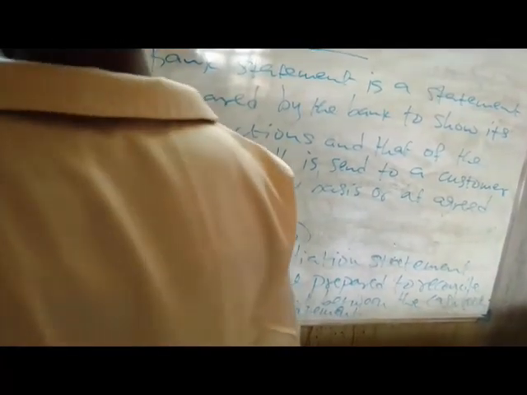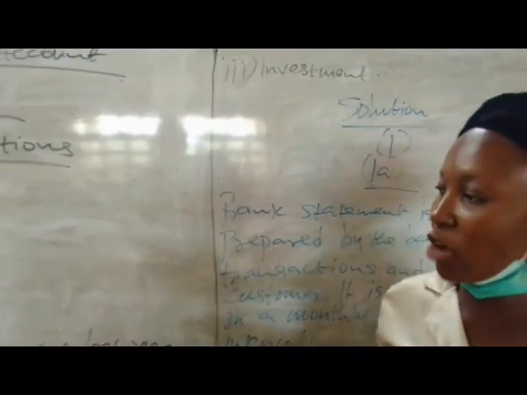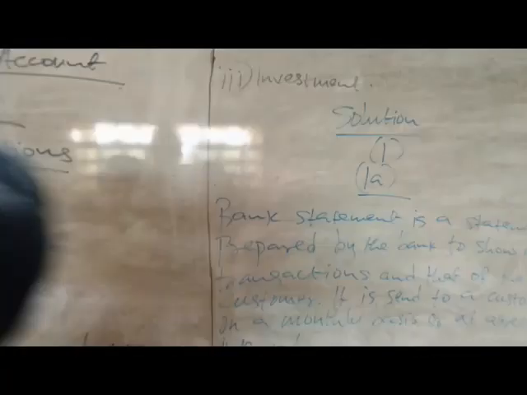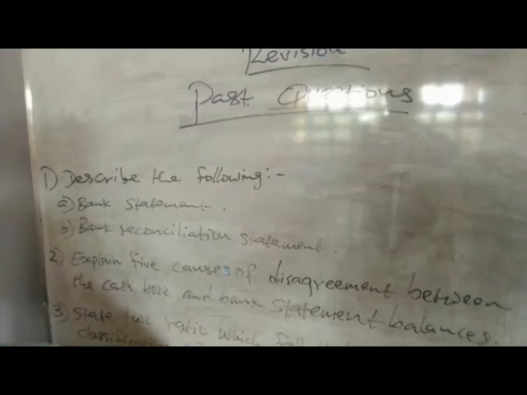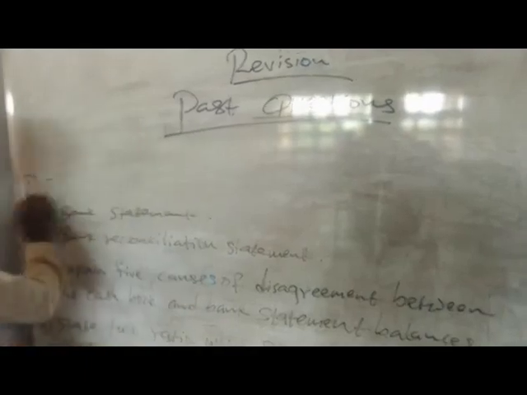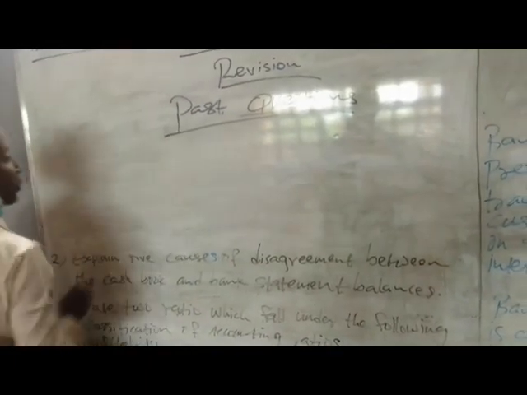Now, question number 2. We are done with question number 1. Question number 2 says, explain 5 causes of disagreement between the cash book and the bank statement. Now, I have to highlight the points on the 5 causes that show the disagreement.